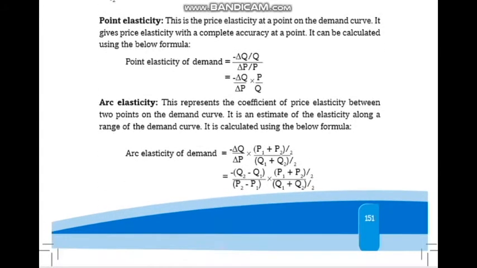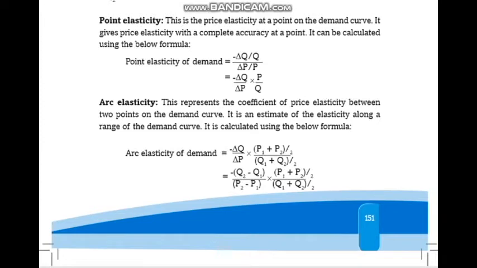Point elasticity. Now, what is point elasticity? This is the price elasticity at a point on the demand curve. It gives the price elasticity with complete accuracy at a point. It can be calculated using the below formula. Point elasticity of demand equals minus change in quantity over initial quantity, over change in price over initial price. So this is how point elasticity is calculated.